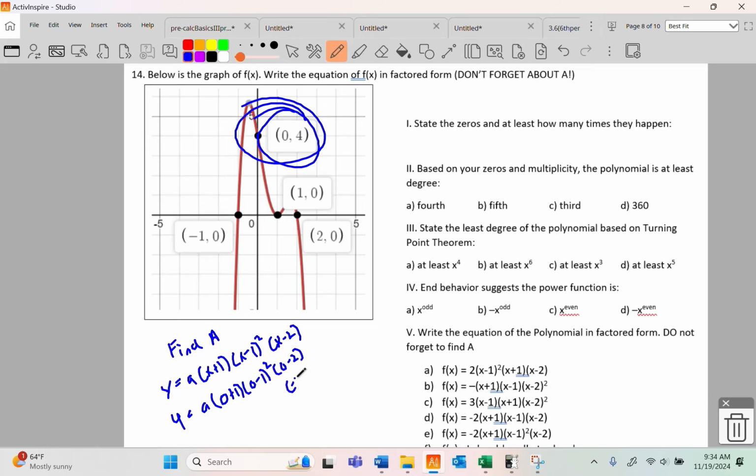So 0 take away 2 is negative 2. Negative 1 squared is 1. 0 plus 1 is 1. Still have an a. Still equal to 4. 1 times 1 times negative 2 is negative 2. So 4 is equal to negative 2a, so a is negative 2. And again, the correct answer choice was E.